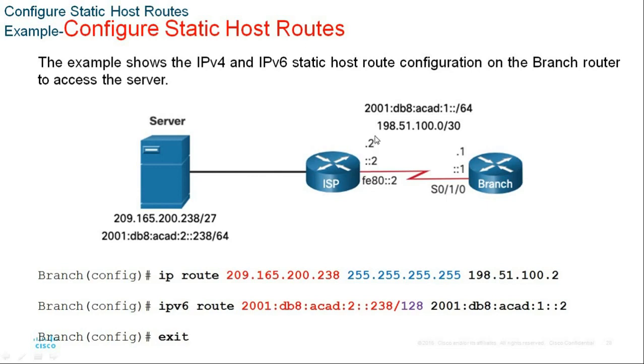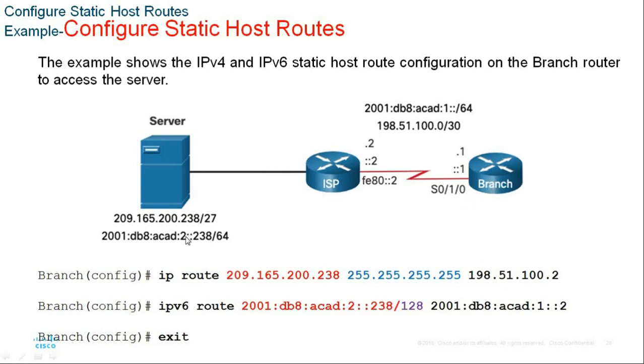I am giving the gateway address here. I am at the branch and I want to reach this one. This is my gateway, or next-hop address: 198.51.100.2. That's it.